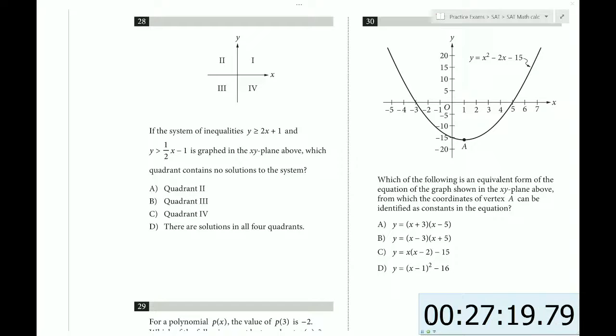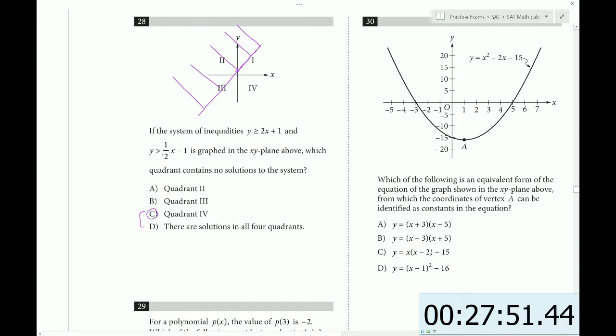If the system of inequalities is graphed in the above plane, which quadrant contains no solutions? Okay. So x is greater than or equal to 2x plus 1. So 2x plus 1. So plus 1, and then a slope of 2x would look something like this. And we want it to be greater. So we have this. So already the only one that's missing anything is quadrant 4. So I'm already leaning towards this, but it also could be choice D.